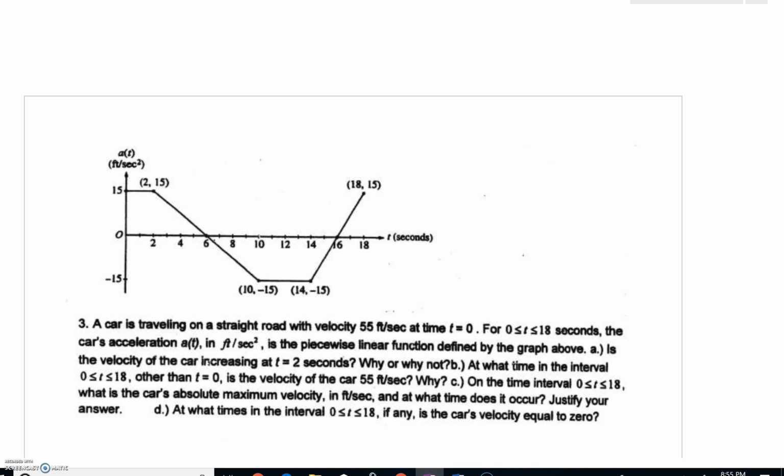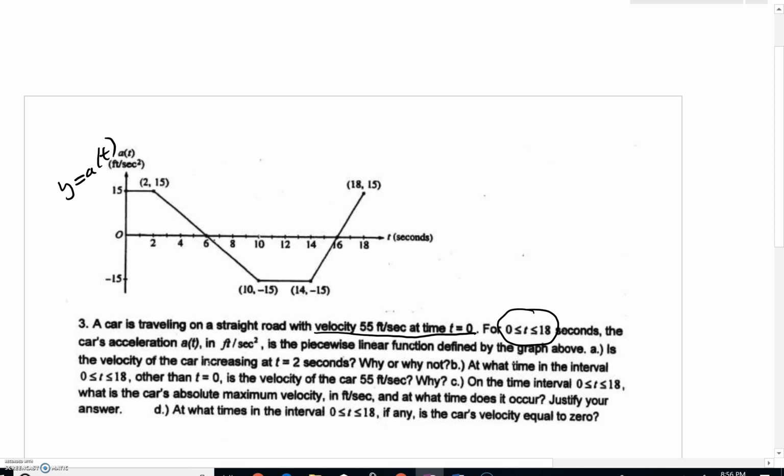We've got a graph of acceleration, and you can see this is from 0 to 18 seconds. But we're told that at time 0 we have a starting velocity of positive 55 feet per second. And the car's acceleration is actually a piecewise linear function. You can see sometimes acceleration is positive when we're above the x-axis. Sometimes it's negative in that we're below. And acceleration, of course, will be the y values on this graph.